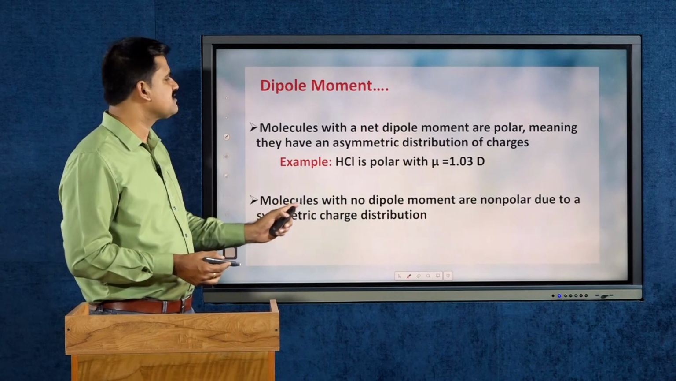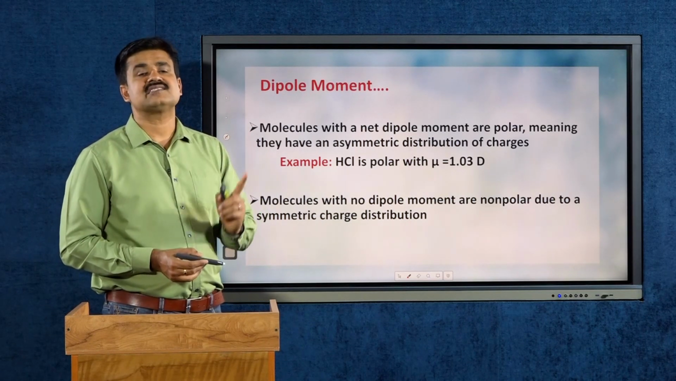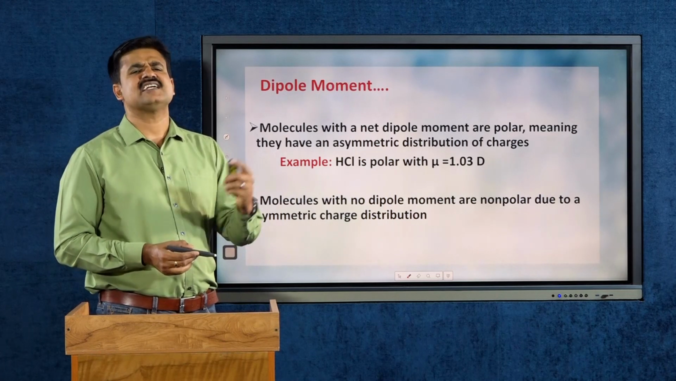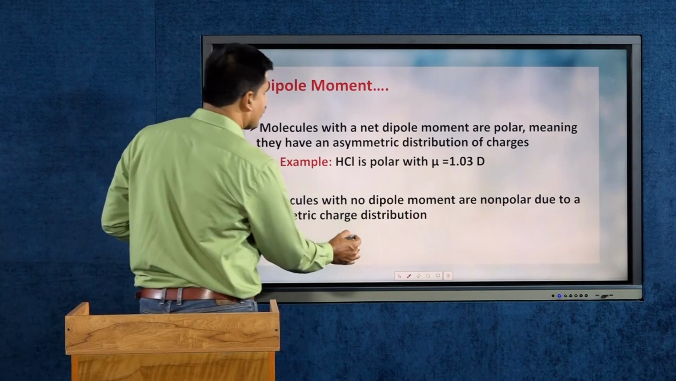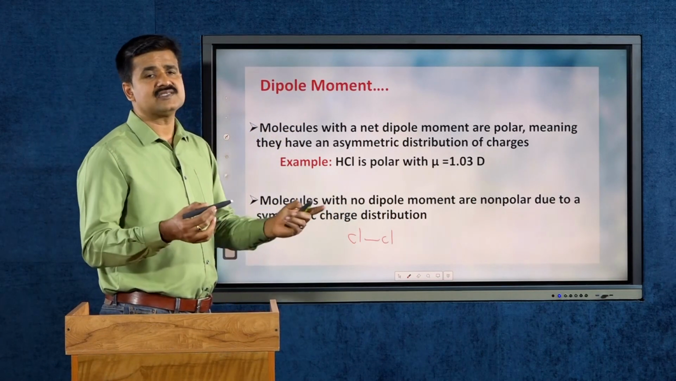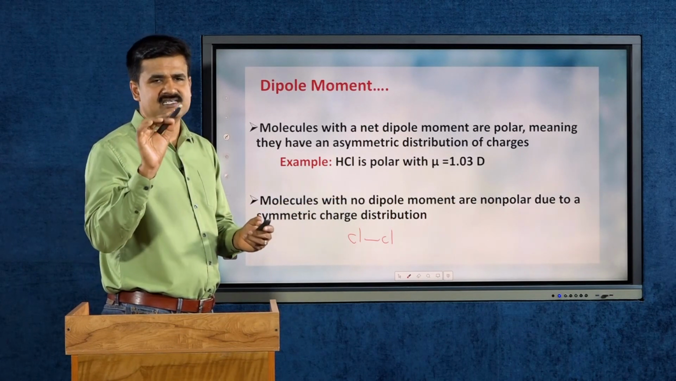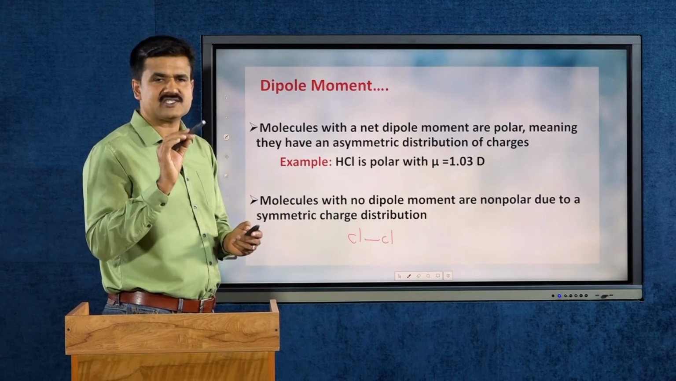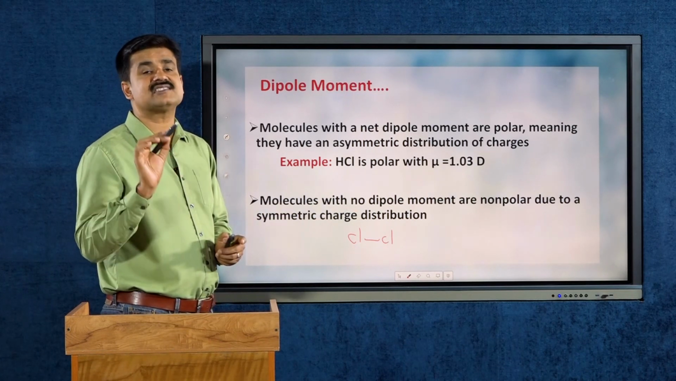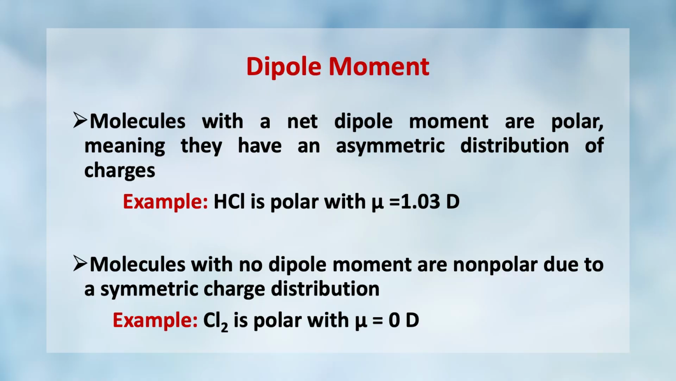Now, molecules with no dipole moment are non-polar and there occurs symmetric charge distribution. Let us consider the case of the Cl2 molecule, chlorine molecule, Cl single bond Cl. Here there is no charge separation because the bond is a non-polar covalent bond. As a result, the charge distribution is symmetric and this molecule is non-polar, and this is associated with the zero value of the dipole moment. So, for non-polar molecules, the resultant dipole moment is equal to 0 and for polar molecules, there is a net dipole moment.